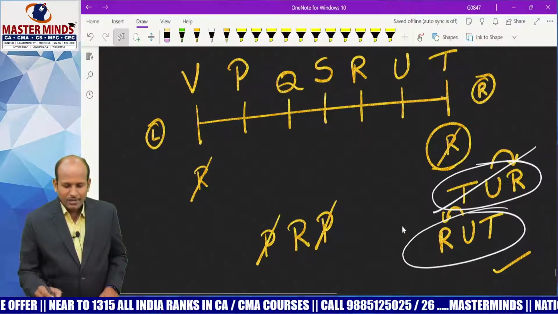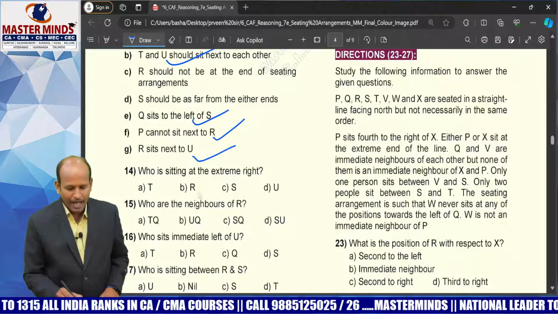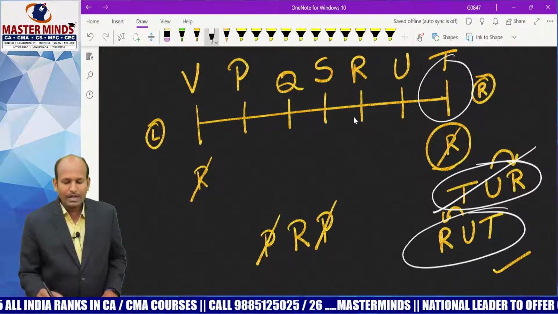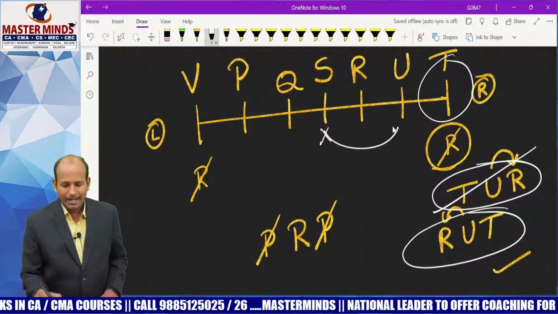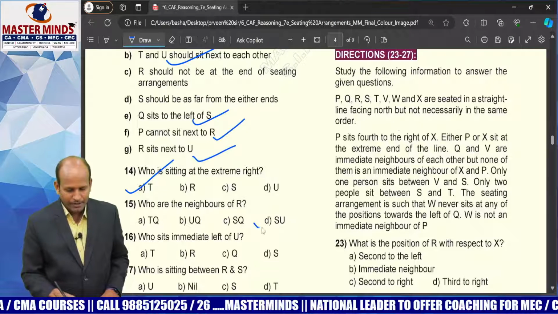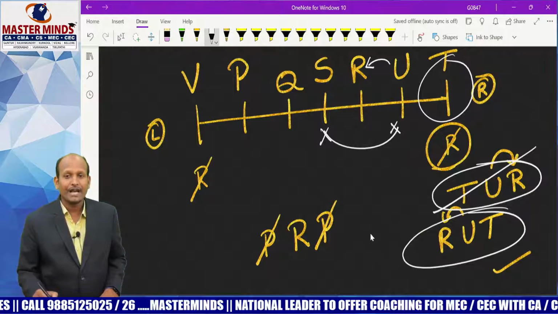Who is at the extreme right? Actually at the extreme right we have T. Who are the neighbors of R? R has neighbors on 2 sides, left S, right U. S and U. Who is immediate left of U? U's immediate left we have the letter R.